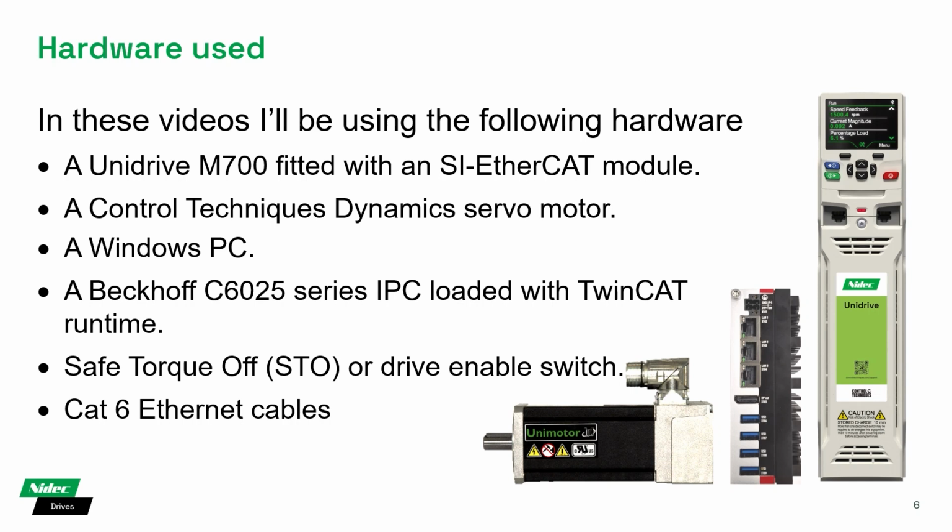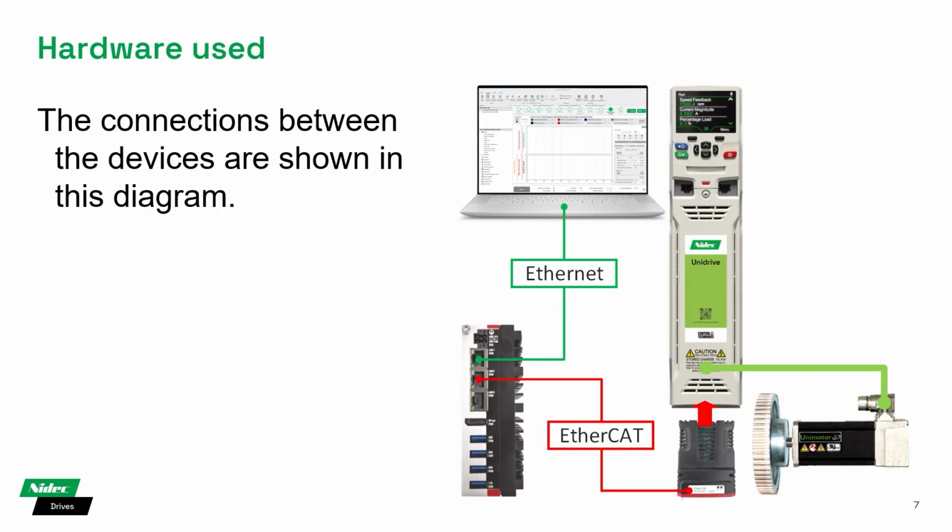In the videos, I'll be using the following hardware. I'm going to be using a Unidrive M700 fitted with an SI-EtherCAT module, a Control Techniques dynamic servo motor, a Windows PC, and a Beckhoff C6025 series IPC loaded with the TwinCAT runtime. The drive itself has a safe torque off switch so it can enable and disable the drive, and then a load of Cat6 Ethernet cables to make the Ethernet connection to the PLC and then make the EtherCAT connection from the PLC to the drive.